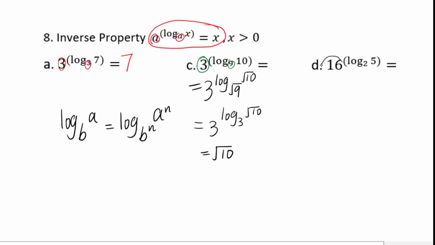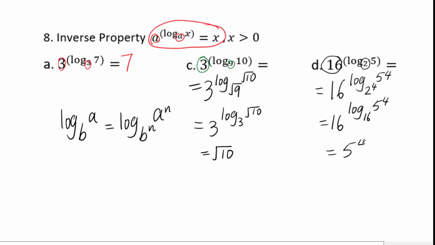Look at the D. The bases are not the same. We will try to create the same base. 2 to the fourth power will be 16. Then we will do 5 to the fourth power, which equals 16 to the power of log base 16 of 5 to the fourth power, which equals 5 to the fourth power, which equals 625.